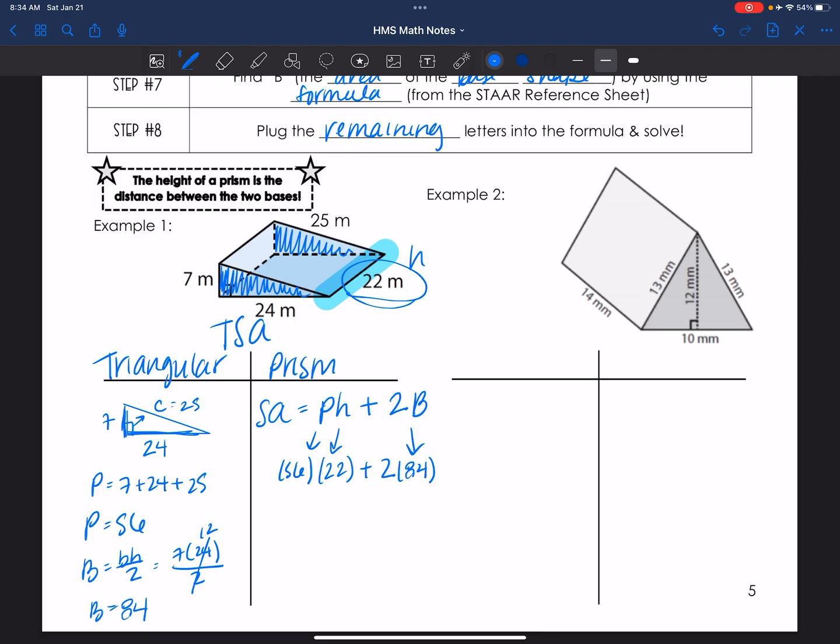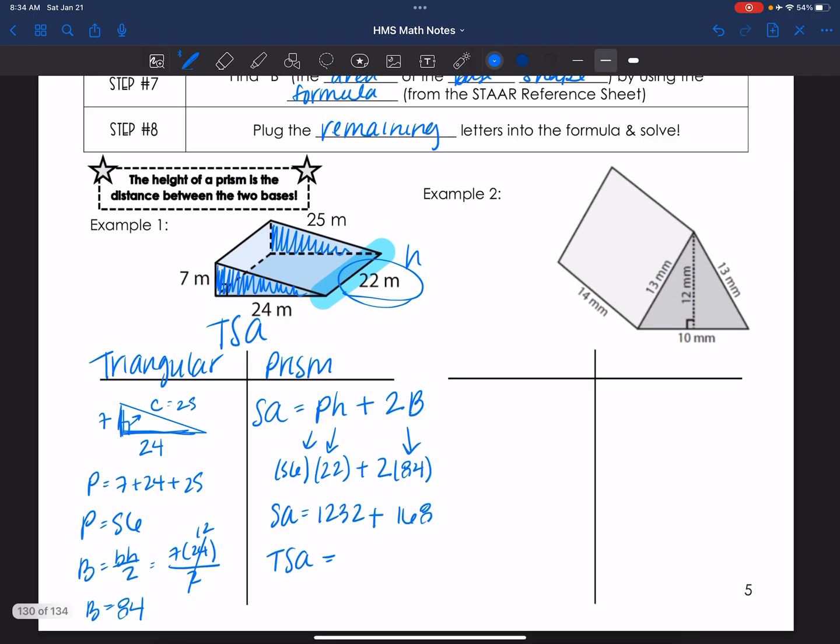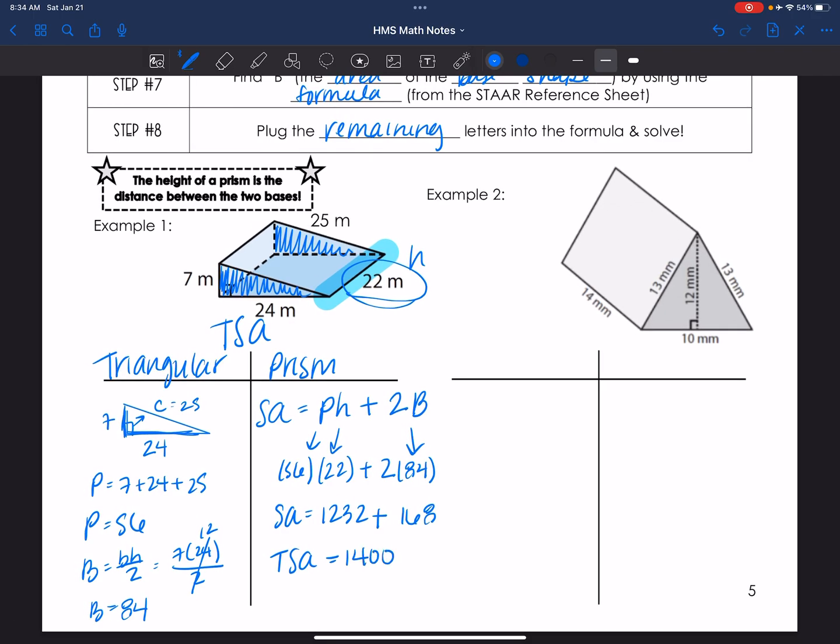So on my calculator, I'm doing 56 times 22, then plus twice the base, which if we did this step by step, it would be 1,232. And then 2 times 84 is 168. So my total surface area comes out to 1,400 meters squared. Okay, easy peasy.